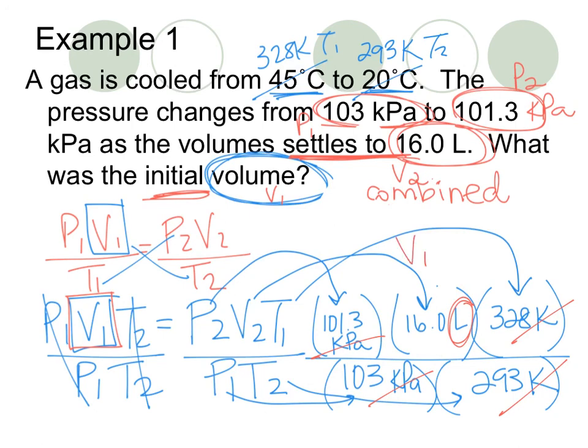And V1 is equal to 17.6 because everybody in my parentheses has 3 sig figs except the 101.3 has 4. So we go with the lower number. And then I put liters on my answer. They didn't mention who the gas was, so I don't have to put CO2 or oxygen or argon or anything like that. And that is the combined gas law. So you know enough to be dangerous.